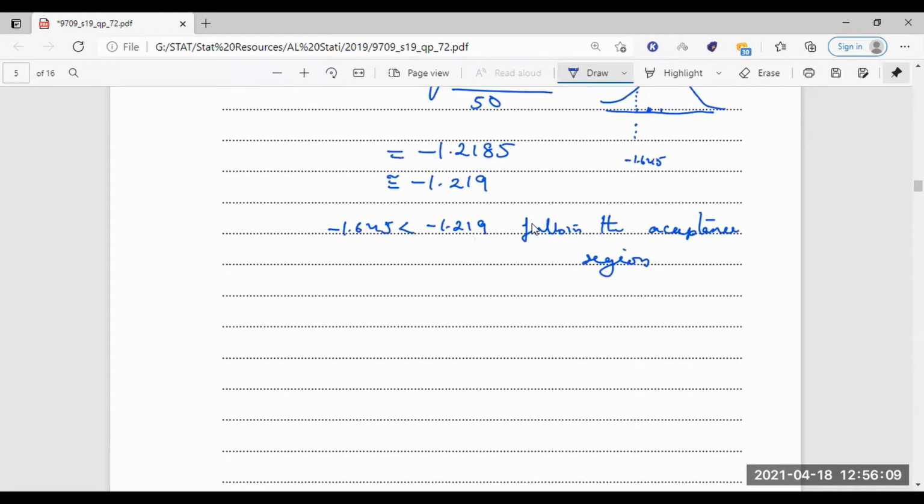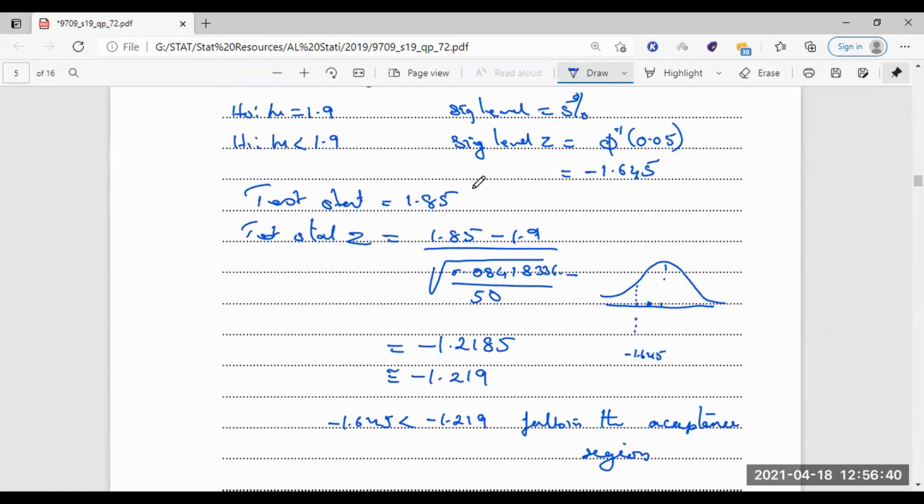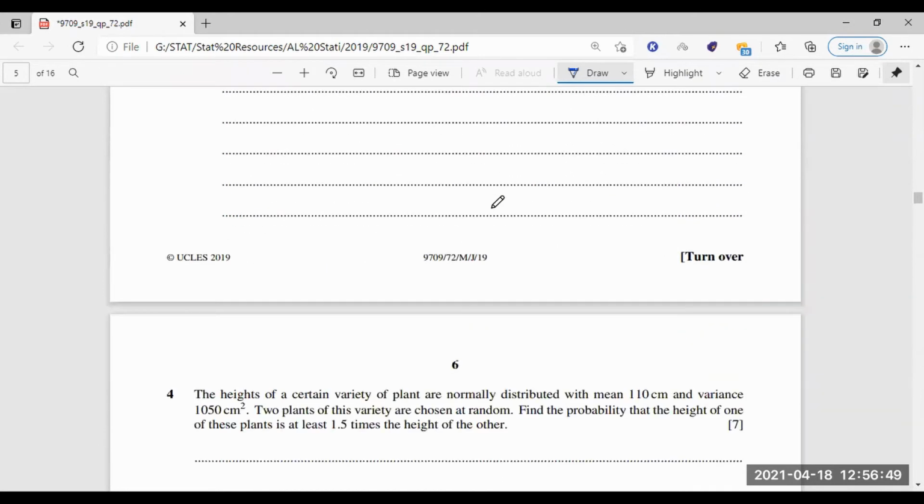So there is no evidence that the mean time is less than 1.9. So that's the conclusion. We have come down to the conclusion that there is no evidence, there is nothing to support the claim, hence we go with the null hypothesis.